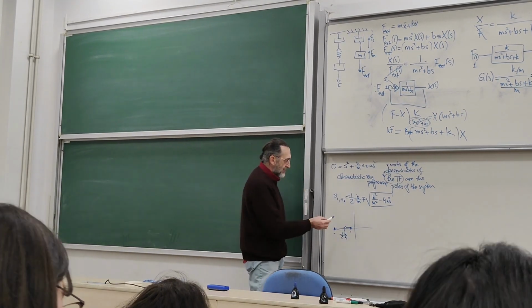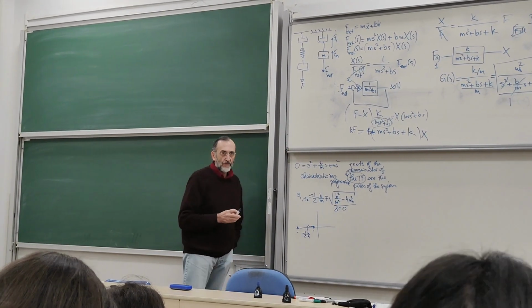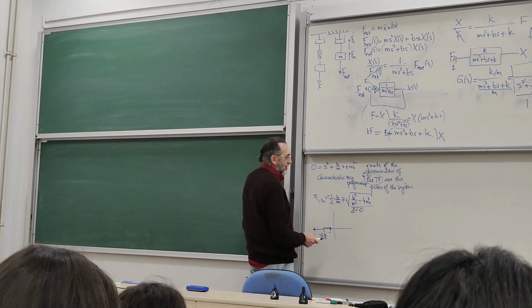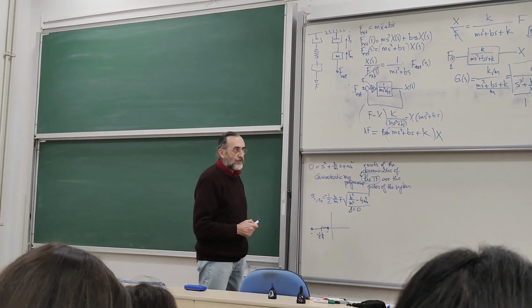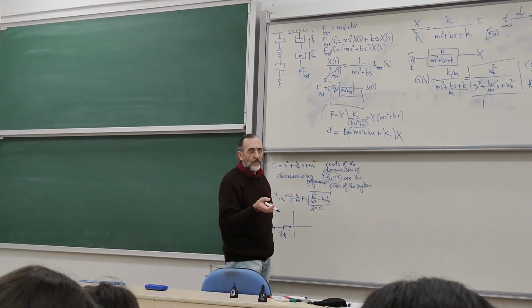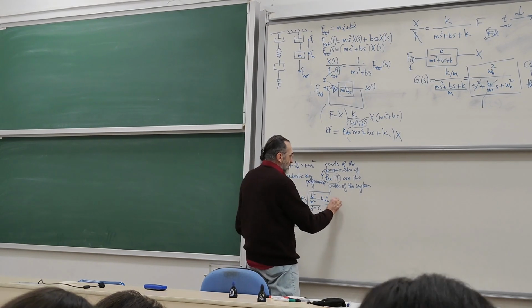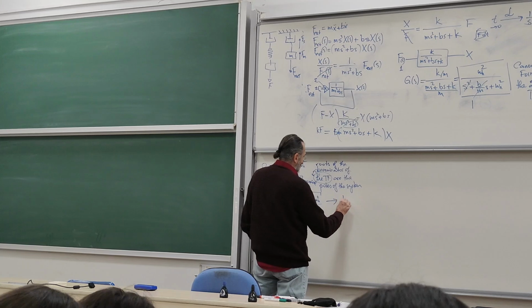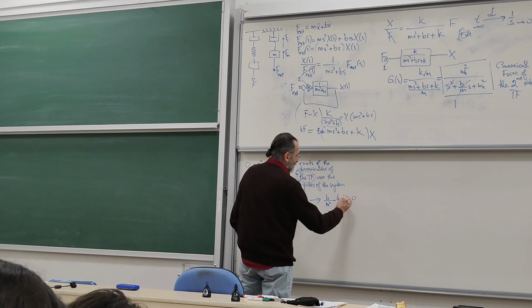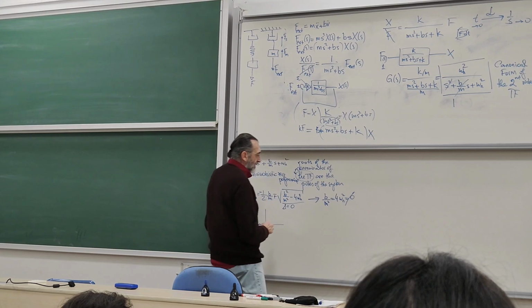Well, what happens if the delta is 0? That could happen if b squared over m squared is equal to 4 omega n squared. Then we call that situation the critical case, and we're going to see in a minute why that is the critical case. So let's equate b squared over m squared minus 4 omega n squared to 0.